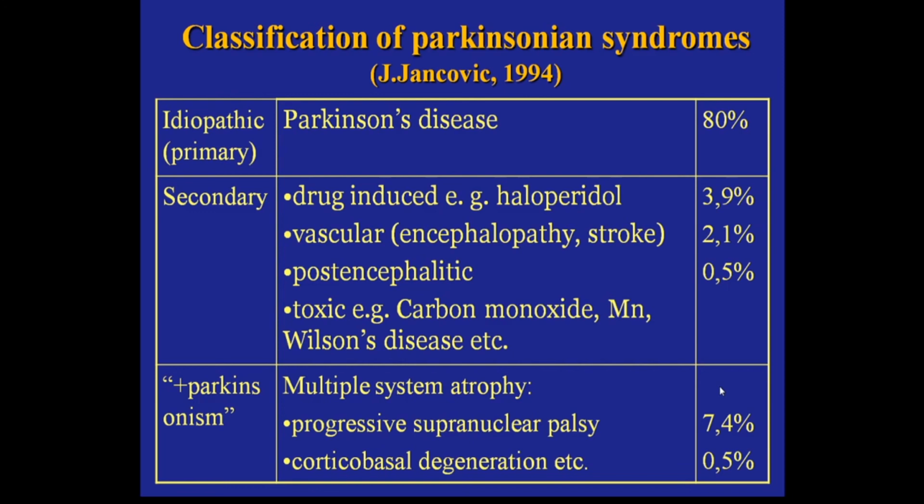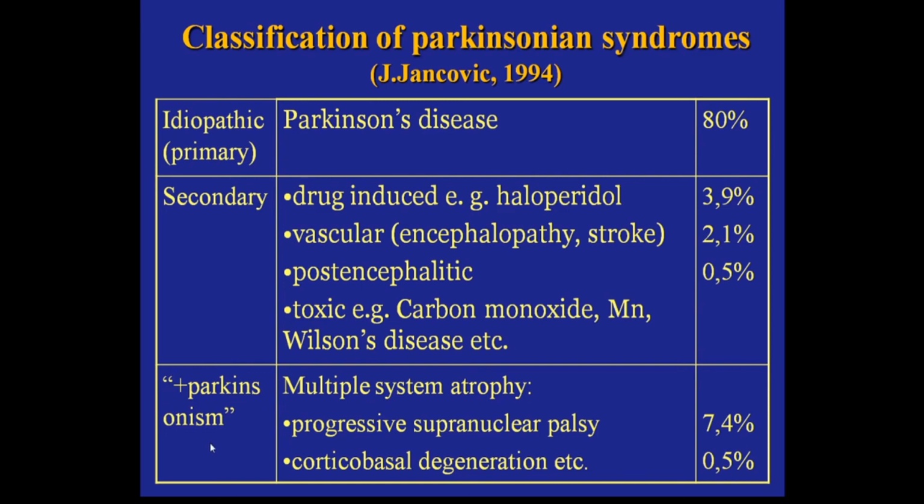Classification of Parkinsonian syndromes by Jankovic. 80% is idiopathic primary Parkinsonism or Parkinson's disease. 10% is secondary Parkinsonism: drug-induced, for example, neuroleptics like haloperidol; vascular, 2%, for example, after stroke; post-infectious; toxic, for example, carbon monoxide, manganese; Wilson disease. And 10% is plus Parkinsonism or Parkinsonism plus.